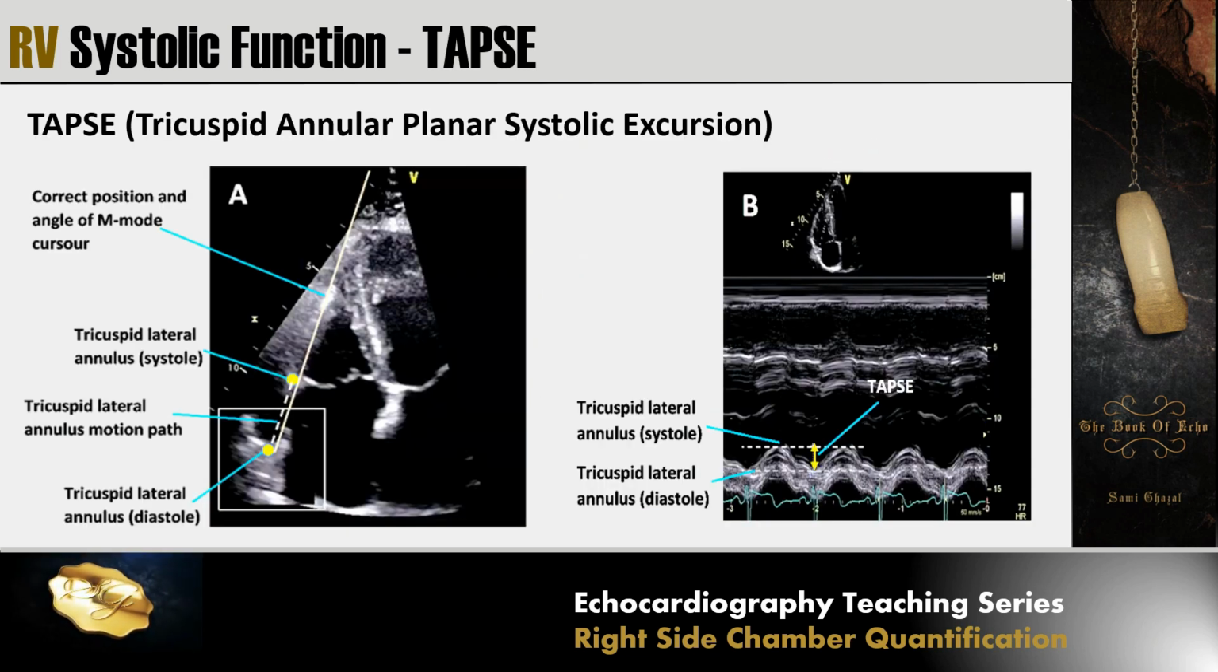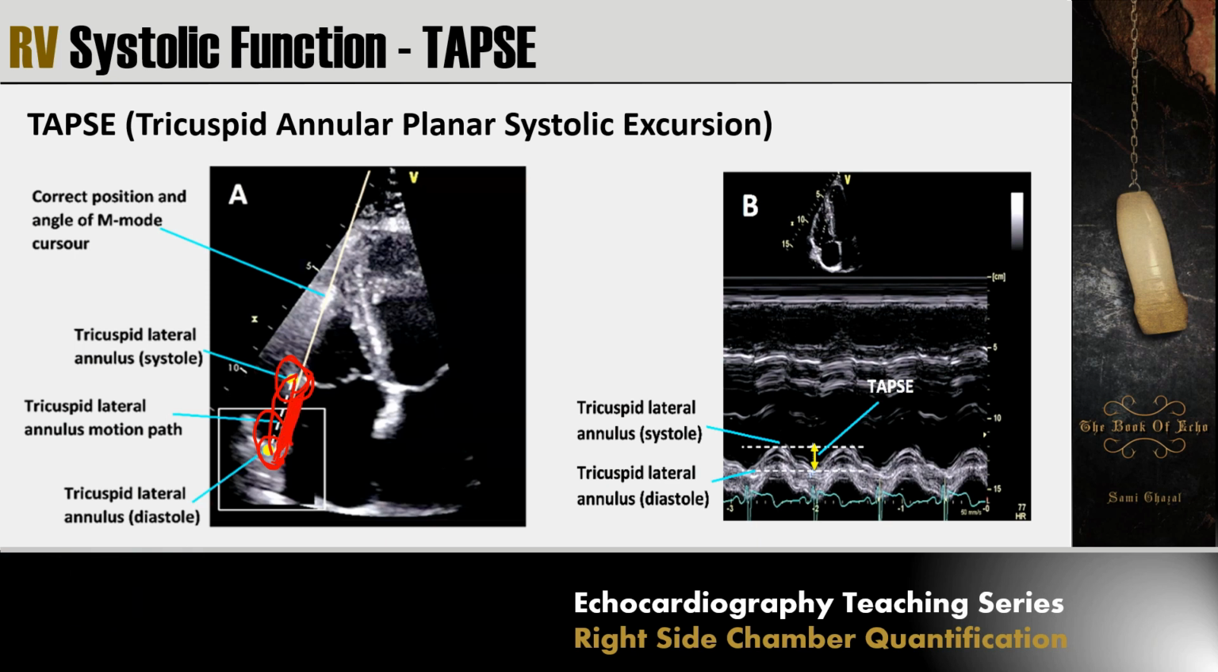TAPSE is one of the most common ways to determine the RV systolic function. We measure TAPSE by measuring how far the lateral annulus, the tricuspid lateral annulus, travels during systole. So this is the lateral annulus here, and let's assume it traveled all the way to this point. So we measure this distance of travel.